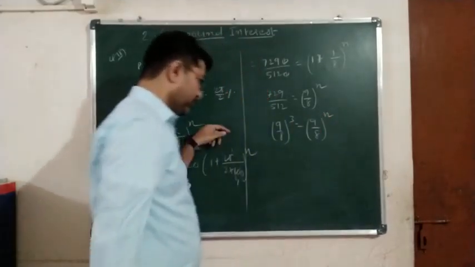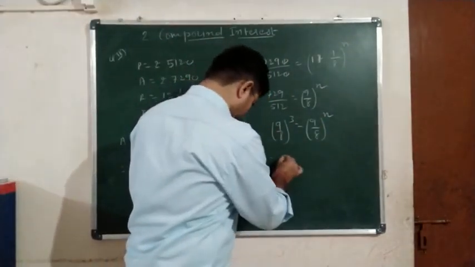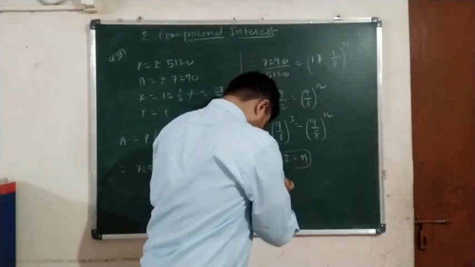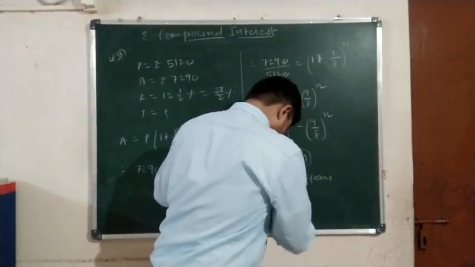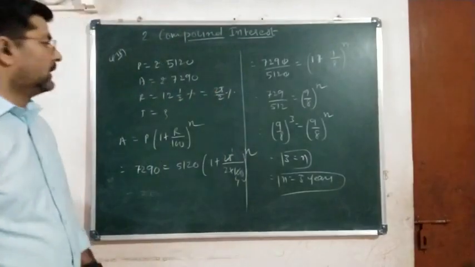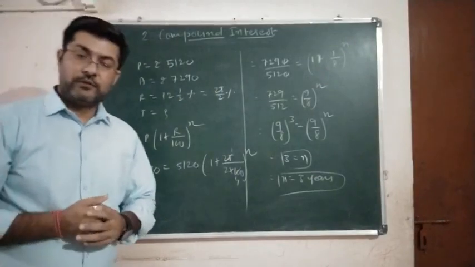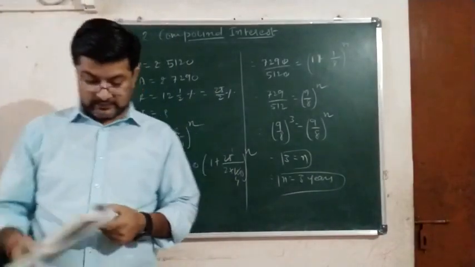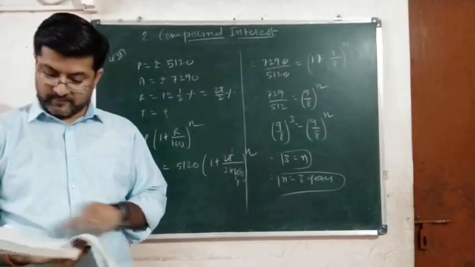Okay, now since the base on both the sides is equal, we can equate the power. Therefore 3 is equal to N, and therefore N is equal to 3 years. This is the required time. Clear? I hope you are getting all the questions. If you have any doubts, you can contact me. Okay, now let us solve the next question, that is question number 19.